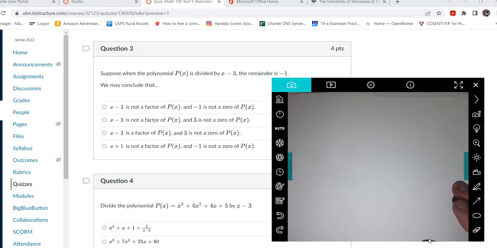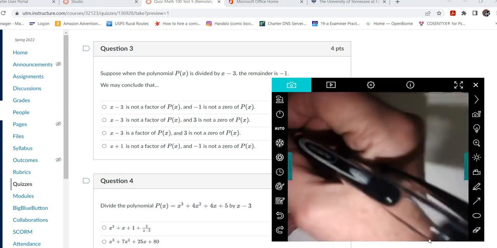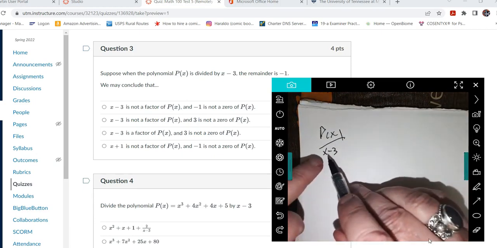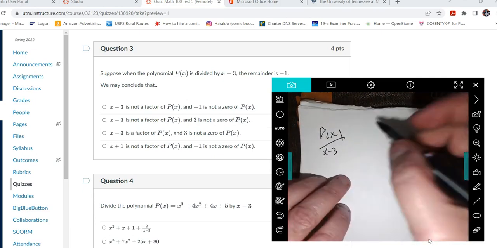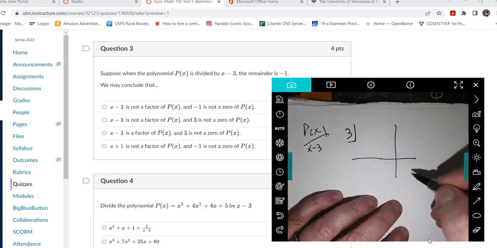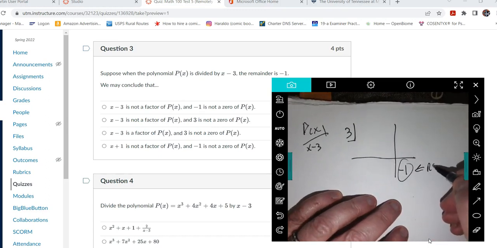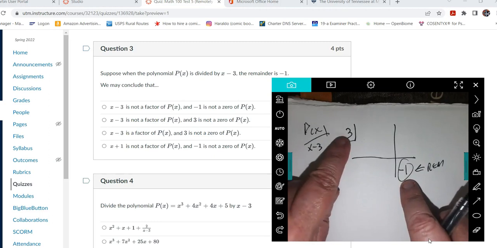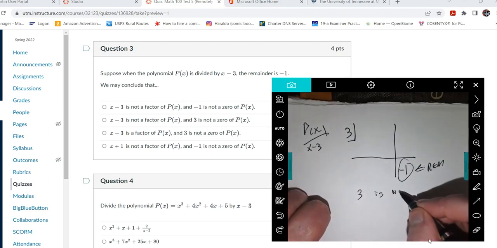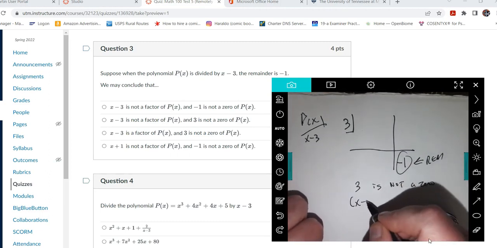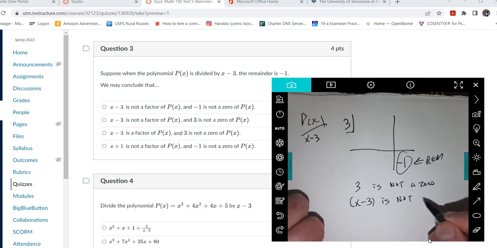So this says the polynomial p of x is divided by x minus 3. So when I do synthetic division, it's x minus the number in the box. So the 3 is going to go in the box. And then it tells me that the remainder is negative 1. That means 3 is not a 0. The only way 3 is a 0 is if the remainder is 0. So this tells me 3 is not a 0. And 3 is not a 0 means the same thing as x minus 3 is not a factor.